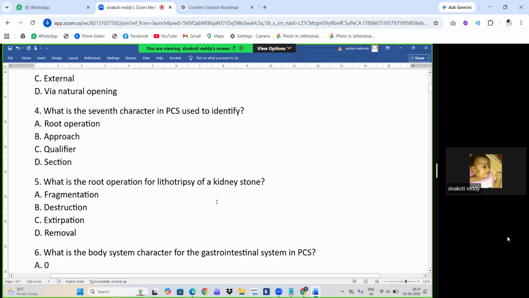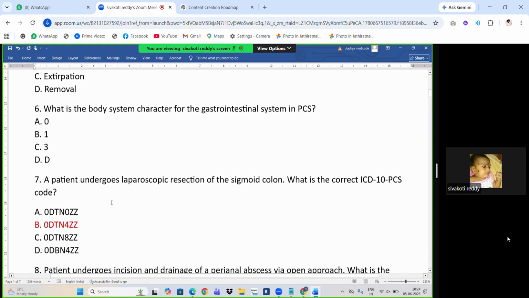Next, what is the 7th character in a PCS code used to identify? Qualifier. What is the body system character for the gastrointestinal system? D. Yes, D should be gastrointestinal.